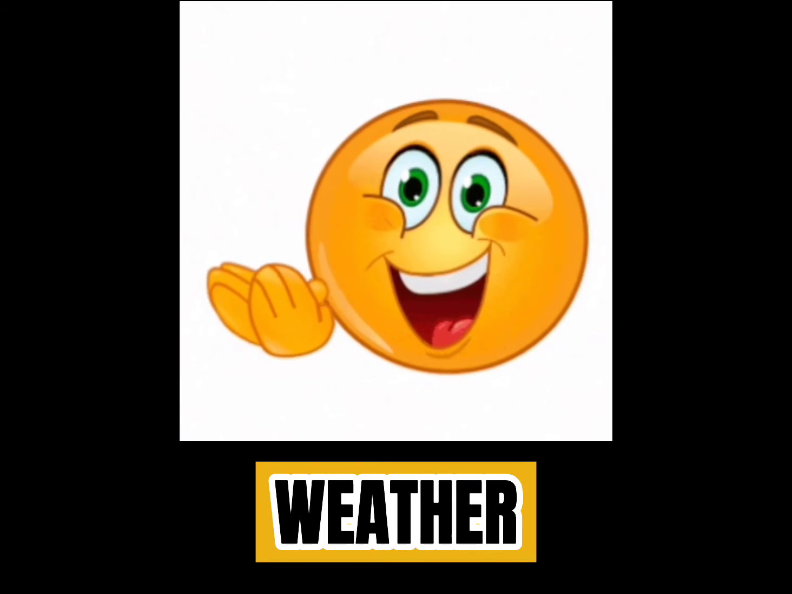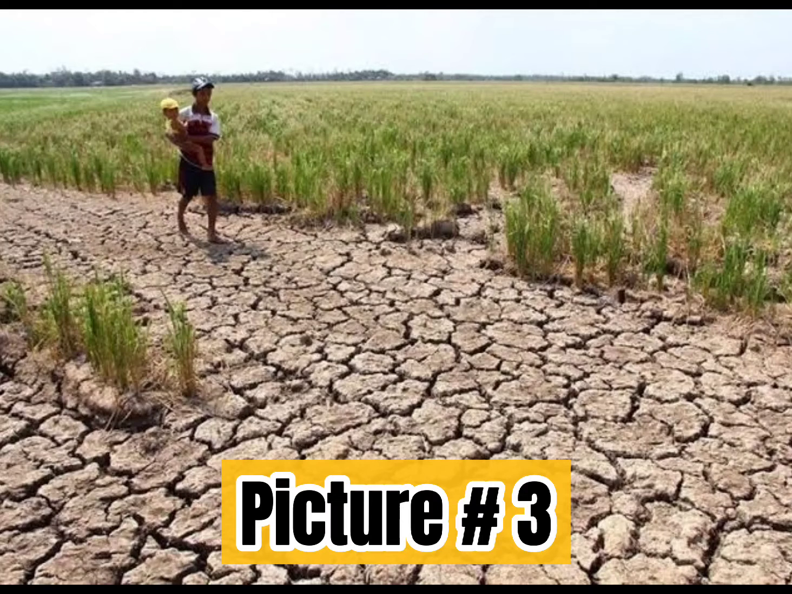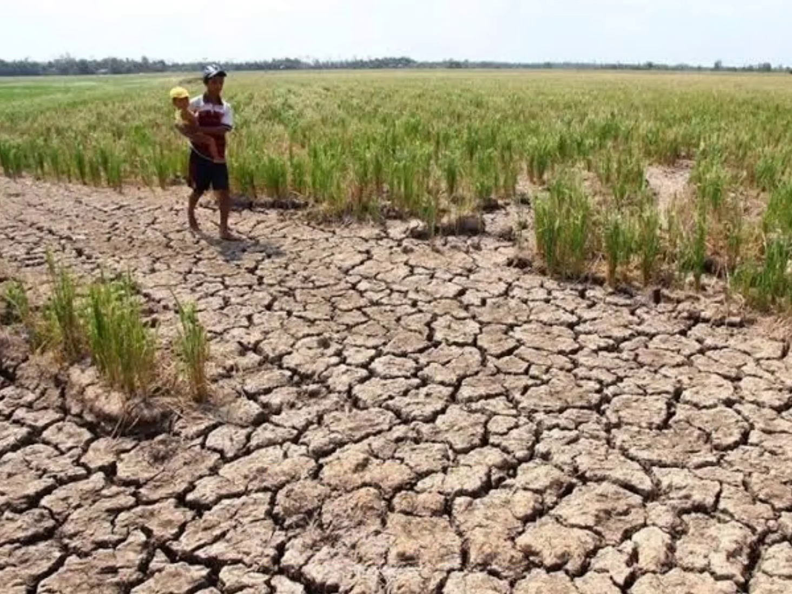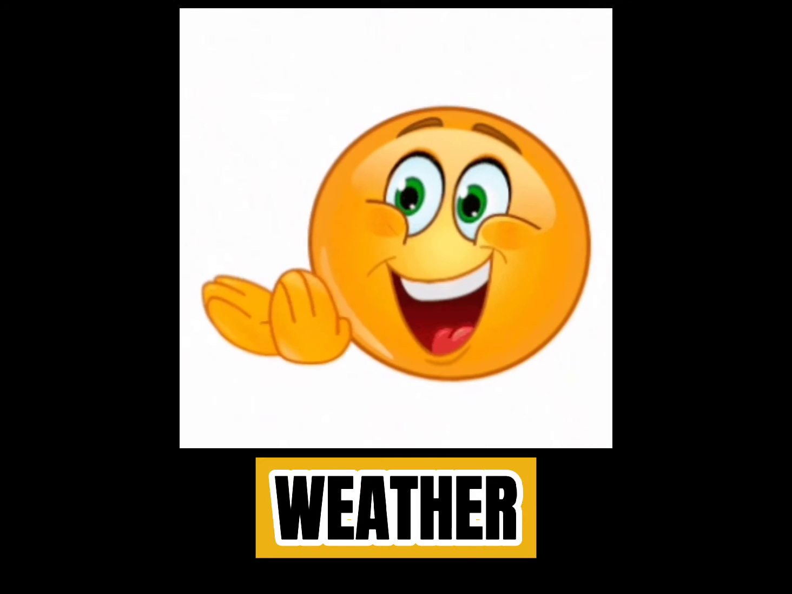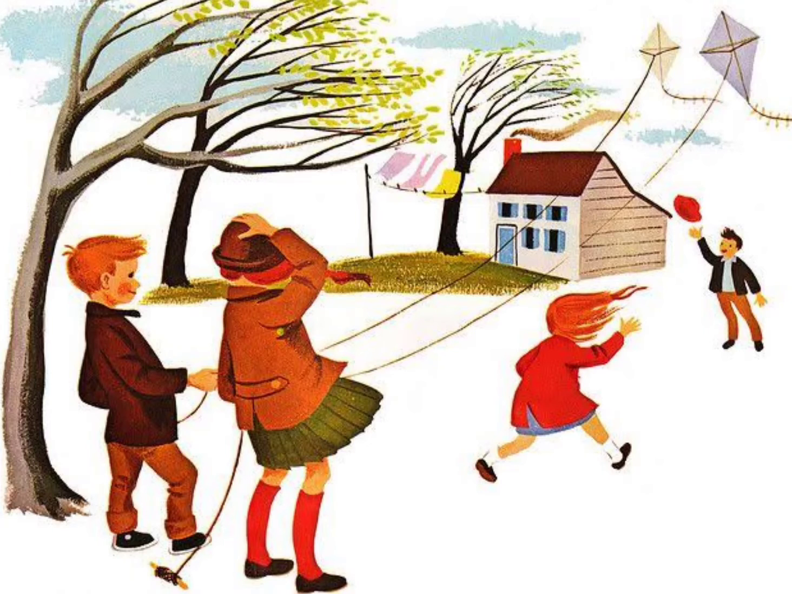Excellent! The answer is weather. The children are enjoying playing in the rain. Very nice! The answer for number 3 is climate. The place is so much affected by extreme drought. The plants are almost withered. That's right. The answer is weather. It is a windy day indeed, and it is a perfect time to fly a kite.